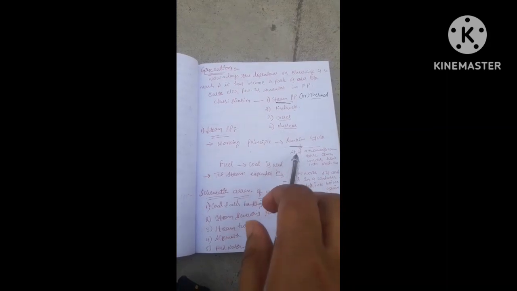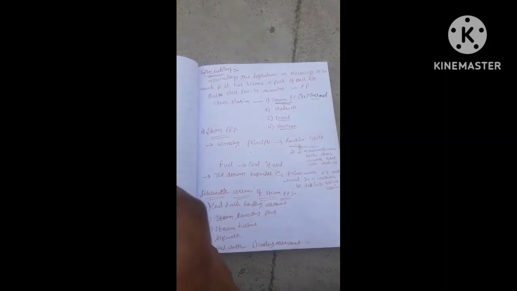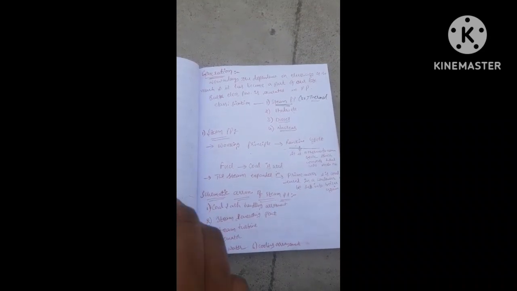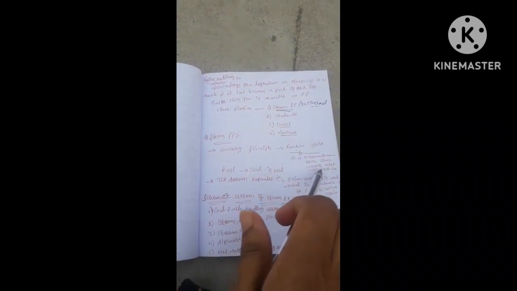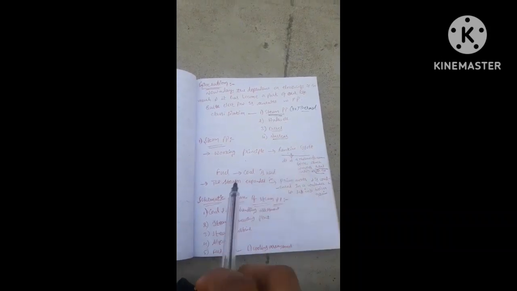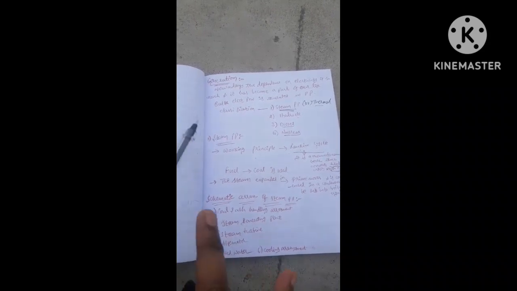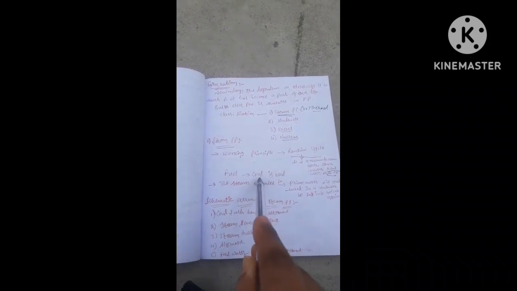So what is Rankine cycle? Rankine cycle means which converts the heat energy into mechanical energy. So the fuel that we use in steam power plant or thermal power plant is coal.